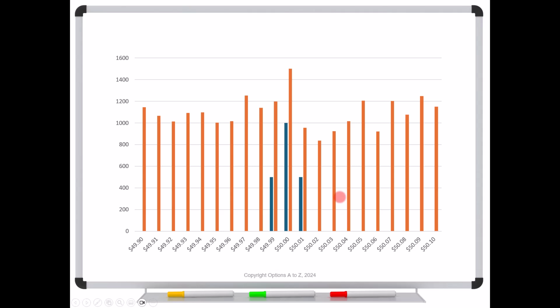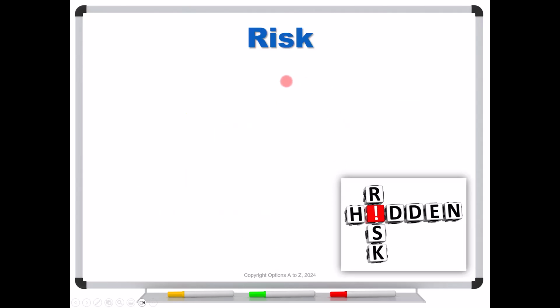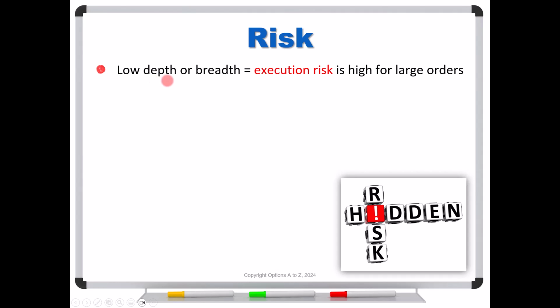So why is this important? Well, again, it's a measure of risk. If we have low depth or breadth, we can end up with what's called execution risk for large orders. Execution risk just means an unwanted surprise from the prices you thought you were going to get. And the reason is that orders may do what's called walking the book.